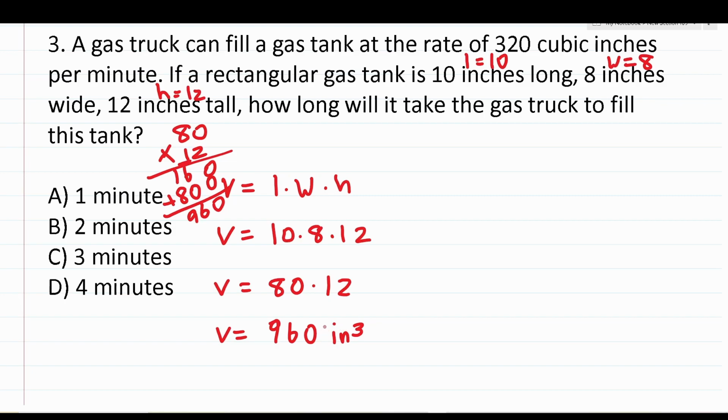inches. All right. Well, this problem tells us that this truck can fill up this gas tank at a rate of 320 cubic inches per minute. So, to figure out how long it's going to take this truck to fill up this gas tank, we're going to take the volume of our gas tank, notably 960 cubic inches, and we're going to divide that by, that should be an N, not an M, the rate at which the gas truck fills up the gas tank, which is 320 cubic inches. All right, so by doing this division, notably 960 by 320, we'll figure out how long it takes to fill up this tank.